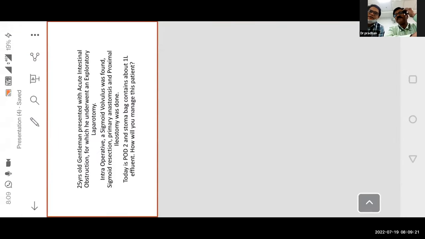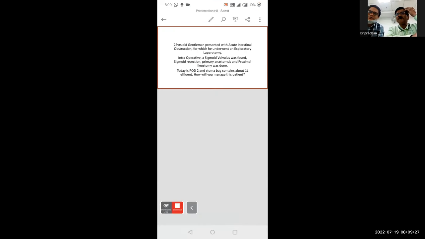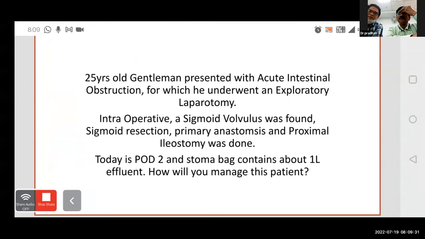25 years old gentleman presents with acute intestinal obstruction, for which he underwent an exploratory laparotomy. Intraoperative sigmoid volvulus was found, sigmoid resection, primary anastomosis and proximal ileostomy was done. Today is POD2 and the stoma bag contains about 1 liter effluent. How will you manage this patient?